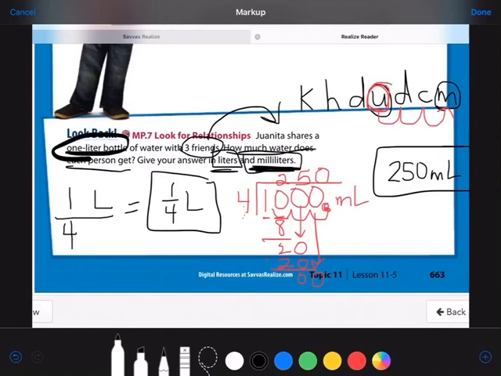And then we had to divide it up for the 4 friends. Those were our 2 steps there.